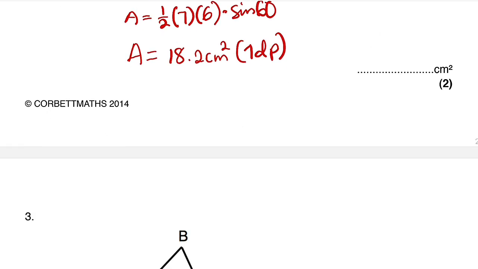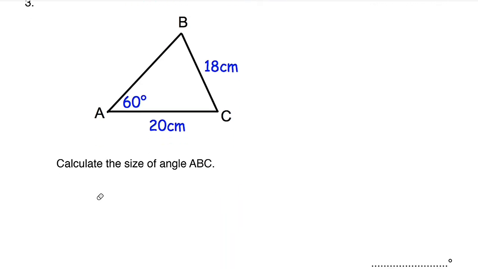Now let us move on to question number 3. We are asked to find the size of angle ABC. Why is it ABC? We are talking about this particular angle here. Let me call it theta. Now we have 2 sides and 1 angle, so we can use sine rule here, right? So we can take this divided by sine of theta. So it will be 20 divided by sine of the angle we are looking for. This is equal to 18 divided by sine of 60 degrees.